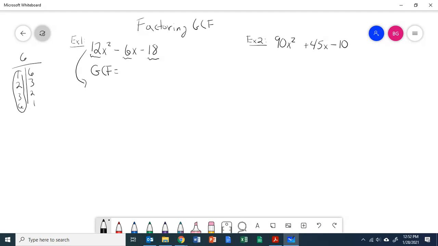Now it's got to work for everyone, though. We know 6 divided by 6 works because we would get 1. And also, does 18 divide by 6? Yes, 18 divided by 6 is 3. So boom, right there, you would say, yes, 6 is my GCF.